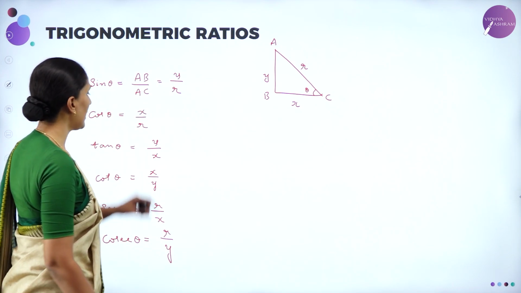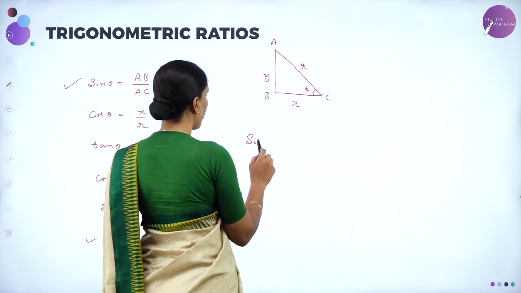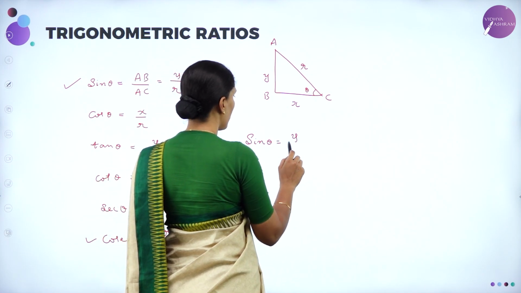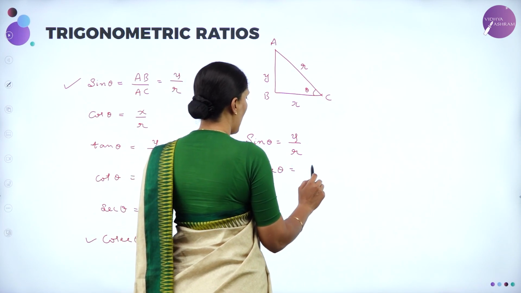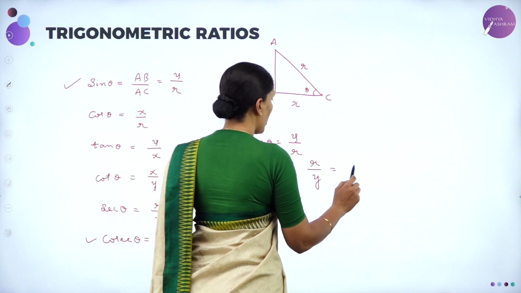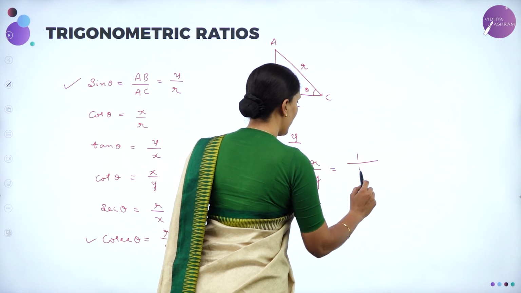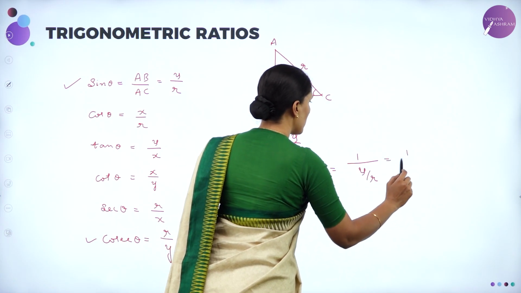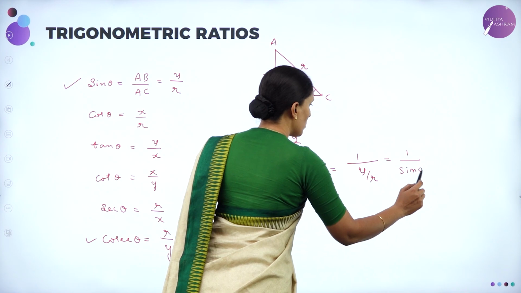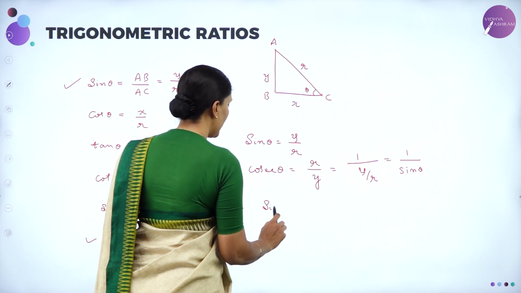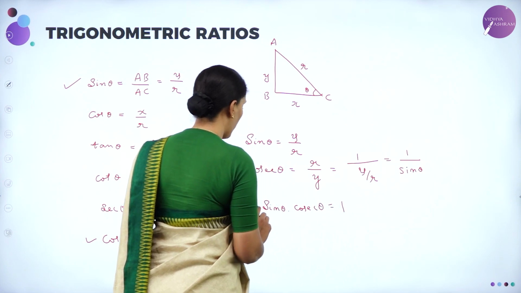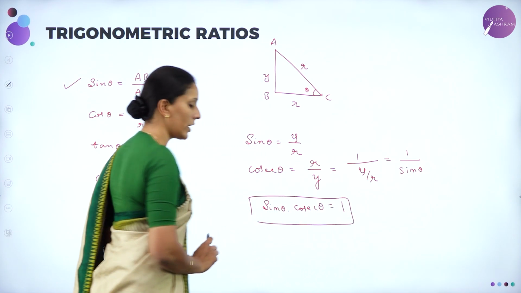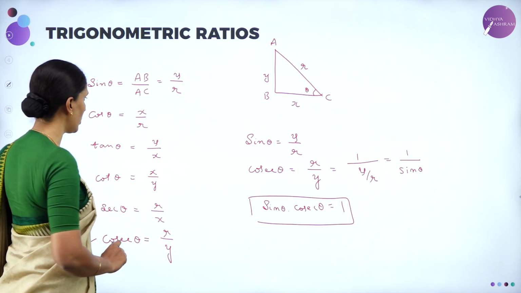Now, let me consider sine and cosecant. So, here sine theta is Y by R and cosecant theta is R by Y. So, which can also be written as 1 divided by Y by R. So, which is 1 by sine theta. So, we can write sine theta into cosecant theta is equal to 1, or we can say sine and cosecant are reciprocal to each other.